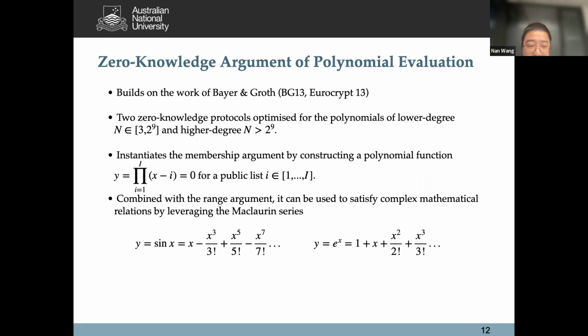Our argument can instantiate the membership argument to prove that a committed value belongs to a public list of values. We can construct a polynomial such that y is 0 and the elements of the public list are the roots of the polynomial. And the polynomial evaluation argument can also be used in conjunction with our range argument to satisfy complex mathematical relations by using the Maclaurin series, such as trigonometric and exponential functions. And the range argument aims to confine the input x in a small range to make sure y does not overflow the finite field.